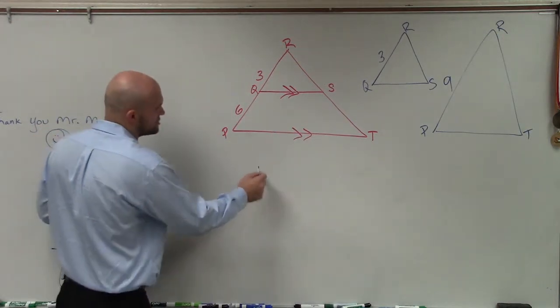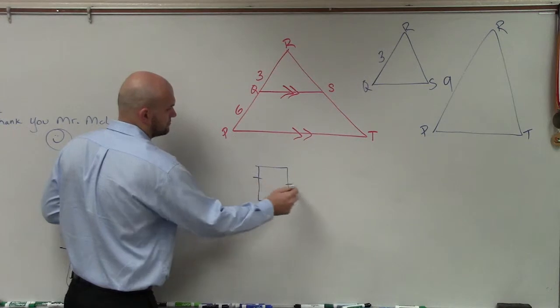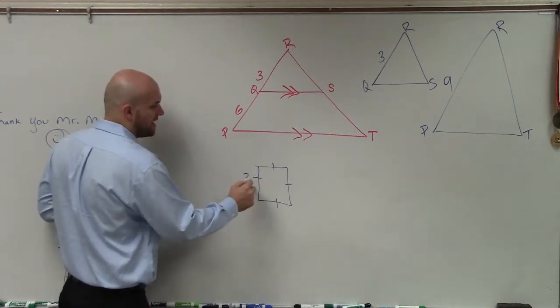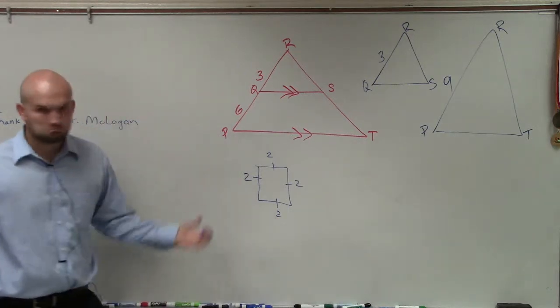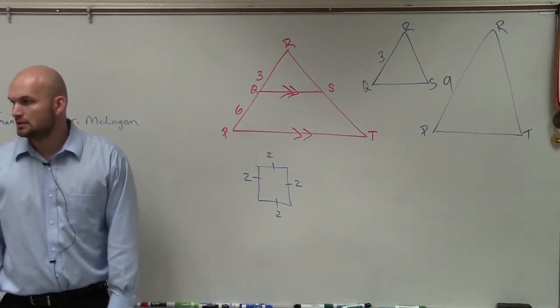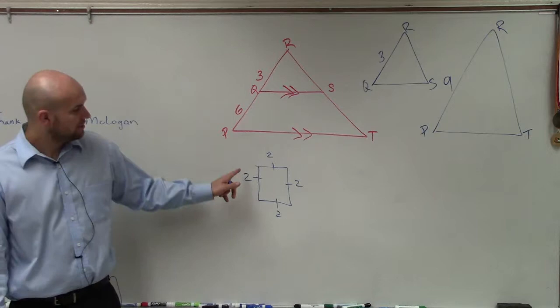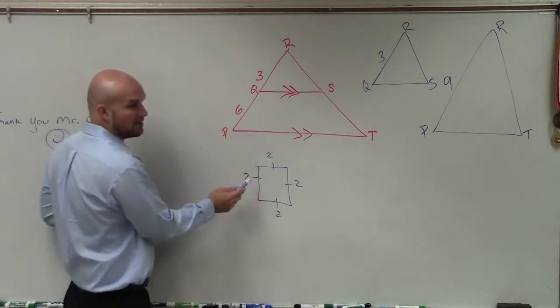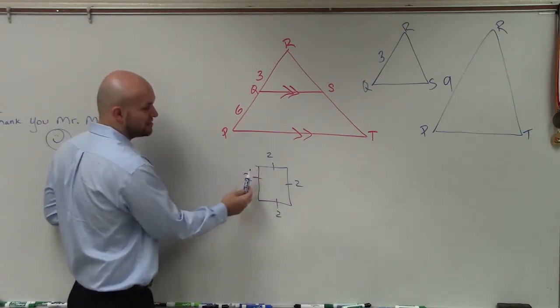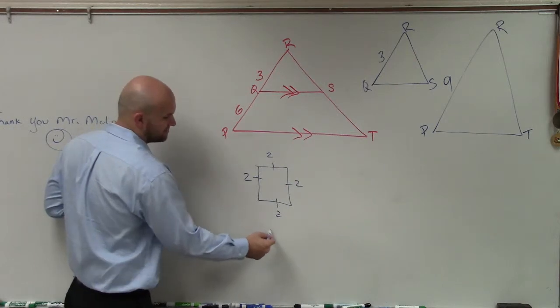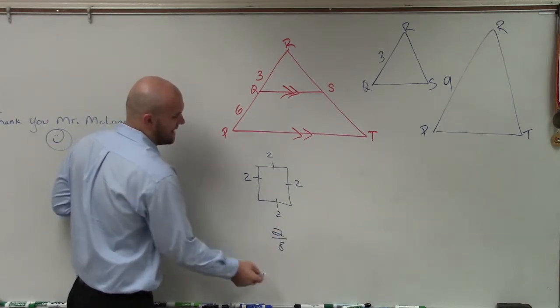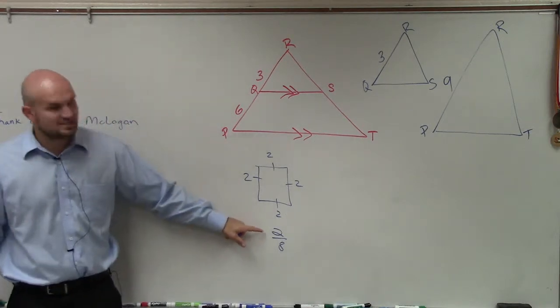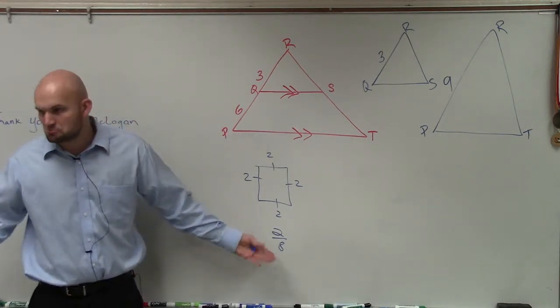Well, I can draw a square. And let's say that square has sides of 2, 2, 2, and 2. Now, this has a length of 2, and the perimeter is the addition of all the sides, which would be 2, 4, 6, 8. So you could say 2 to 8. So the ratio of the side length to the perimeter is 2/8, right?